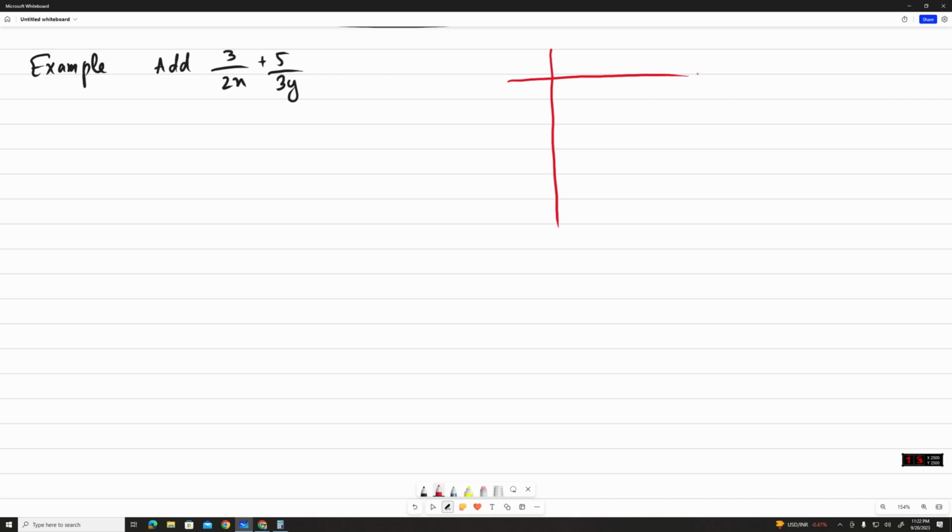The variable parts, which are x and y, we will take the highest power of them. Right? So let's go again. We have 2 and 3. The LCM of 2 and 3 is 6 on the integer side.